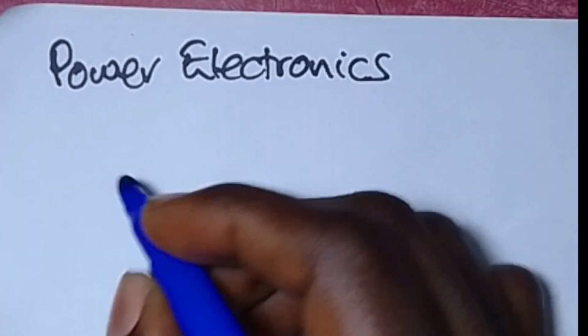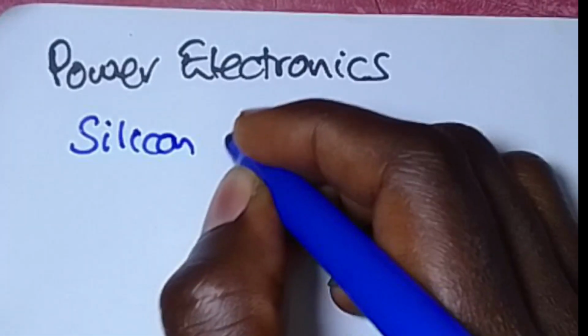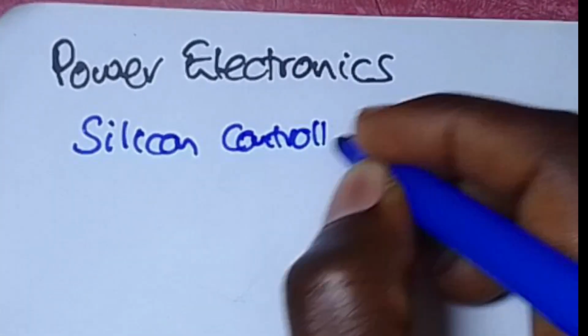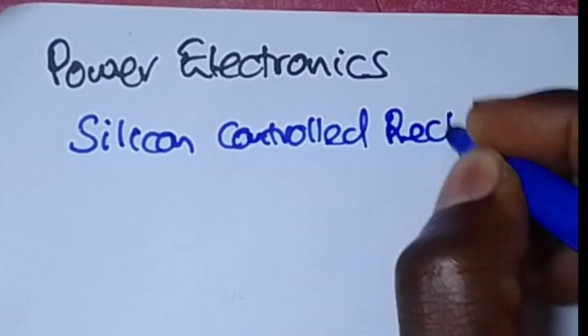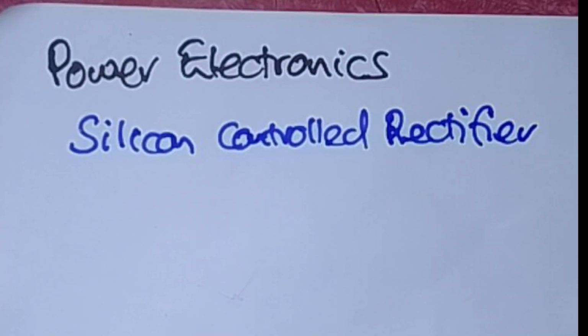silicon controlled rectifier. This SCR is a device used for controlling the output, provided there is a given input. So what makes it different from all the other kinds of power devices is that it is able to control the output when you have a certain input.